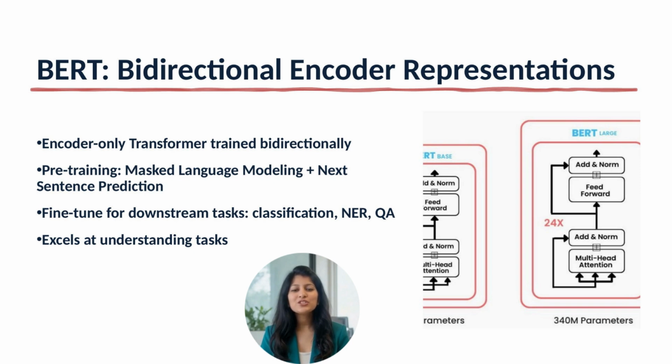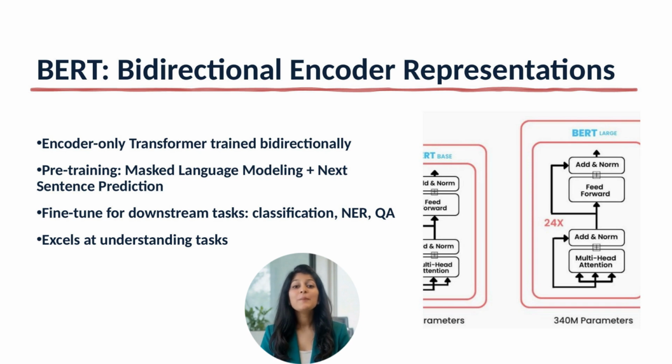BERT's pre-training uses two objectives. First, masked language modeling. Randomly mask 15% of tokens and train the model to predict them using bidirectional context. For "the cat on the mat," BERT must predict "sat," using context from both sides. Second, next sentence prediction. Given two sentences, predict if the second follows the first. This teaches relationships between sentences.